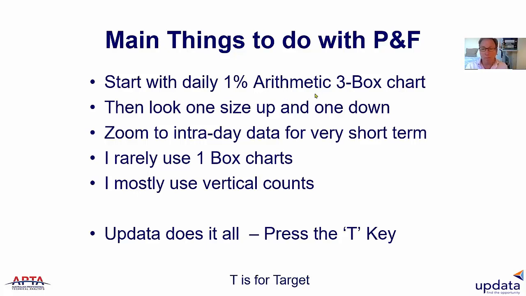An arithmetic chart is where you're using a rule of thumb. So if you had something that's $100, you would then use a $1 chart. If it was $50, you'd use a 50-cent box size. Then look up one size and down one, and we'll do this when we start looking at some examples.